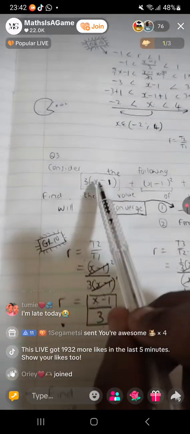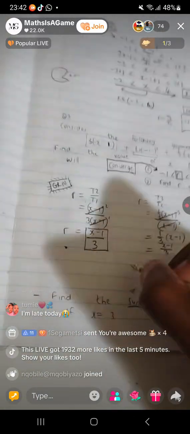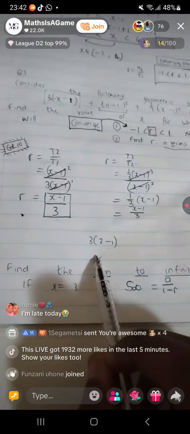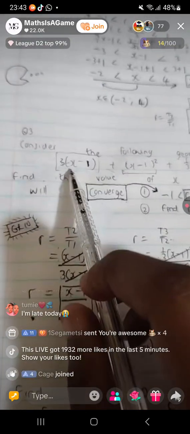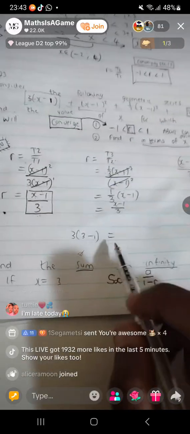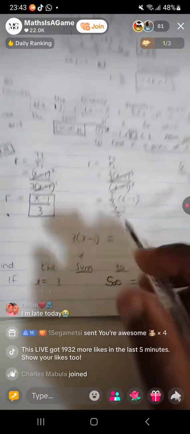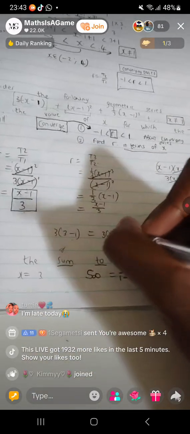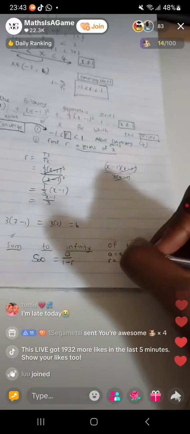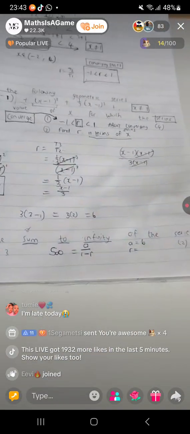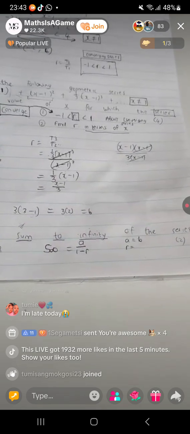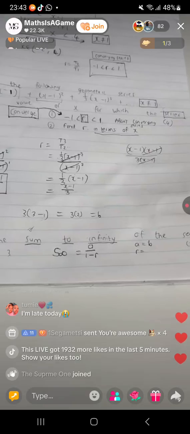So I'm going to go back to my series and substitute 3 in the place of x. 3 into 3 minus 1. And I'm going to calculate what the value of a is. What's 3 minus 1? It's 2. So that's 3 times 2, which is 6. So my a value is 6.